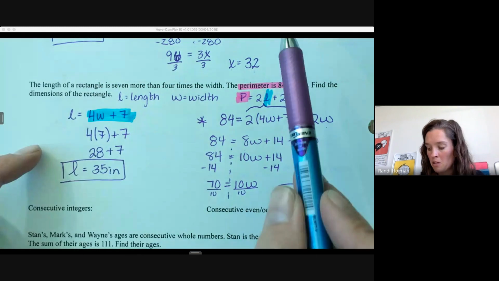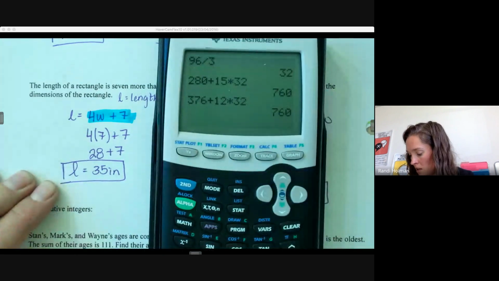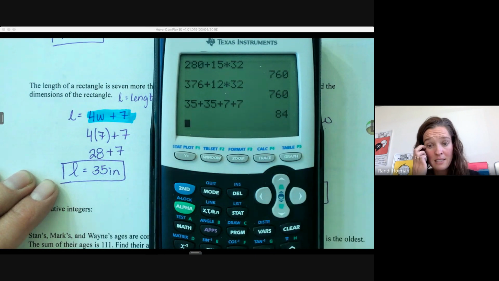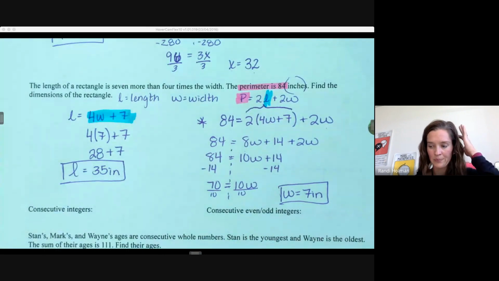If I know that my perimeter is 84, that means both of my lengths, 35 plus 35, plus both of my widths, should be 84. If it's not, something went wrong. Okay, so great to check your answers there.